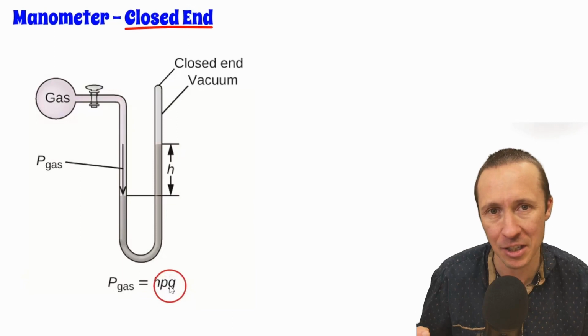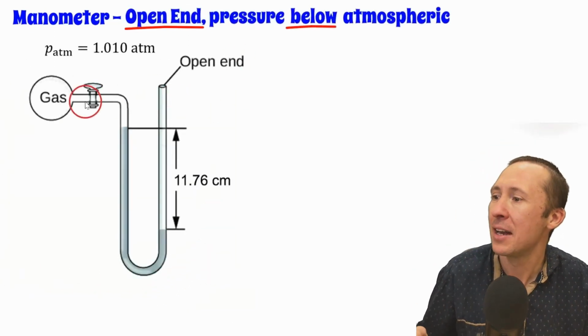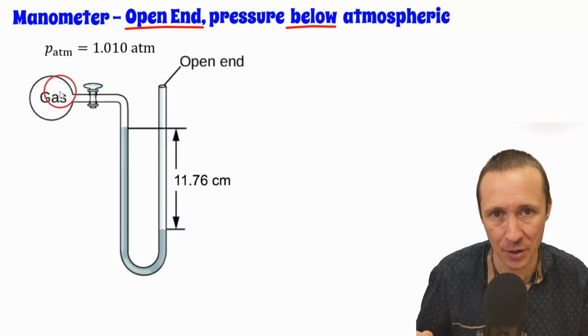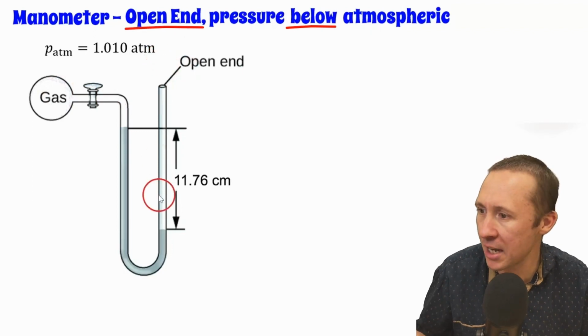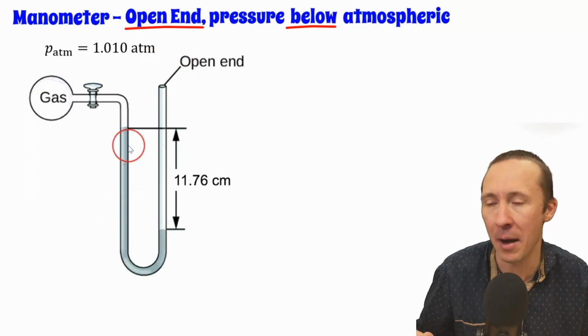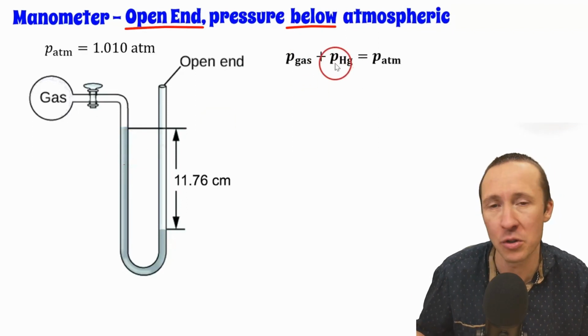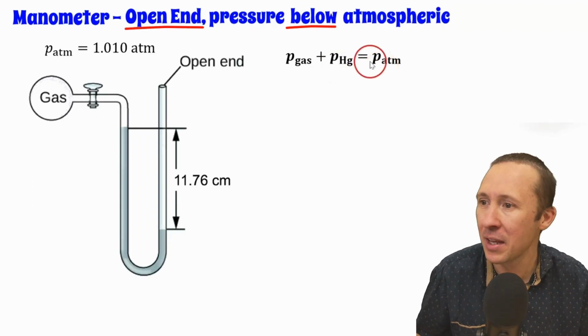If you derive this, you can check that out, as opposed to the open end type. Now, if the gas has a pressure that's less than atmospheric pressure, what happens is that atmospheric pressure wins, it pushes down, and it pushes this column up such that the pressure of the gas plus the pressure due to mercury, or whatever the fluid is, equals atmospheric pressure.